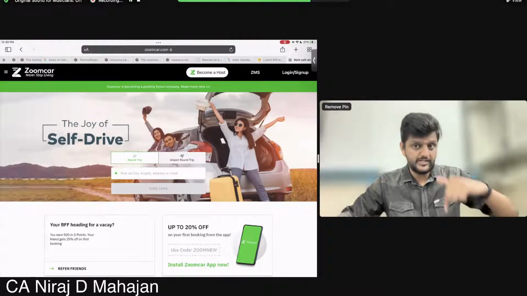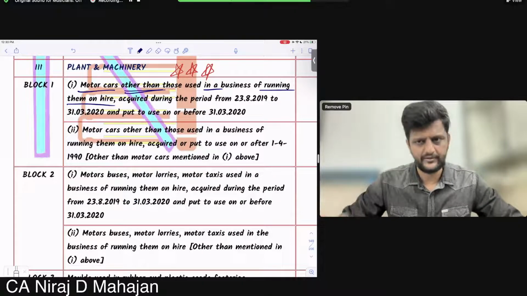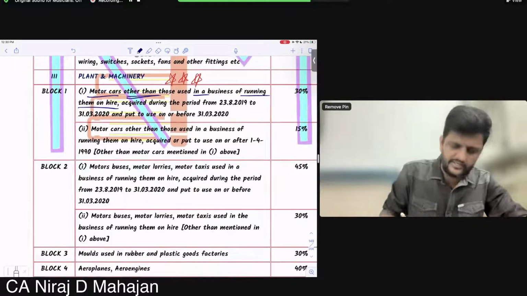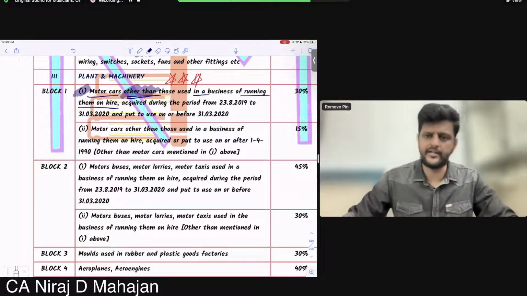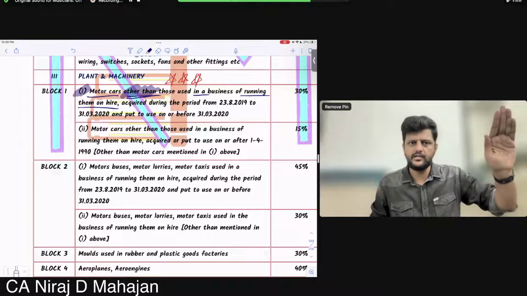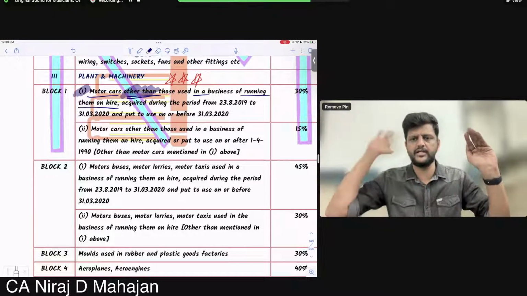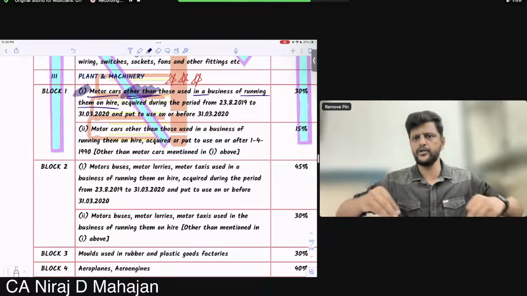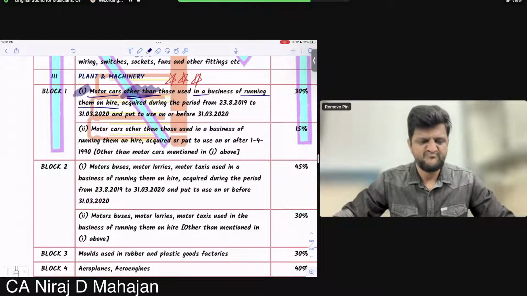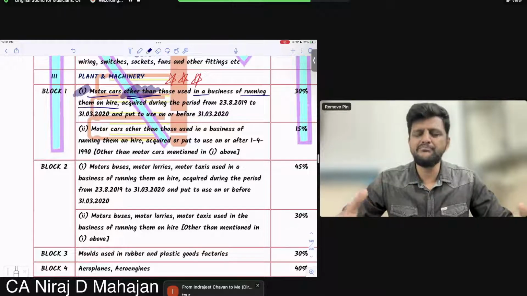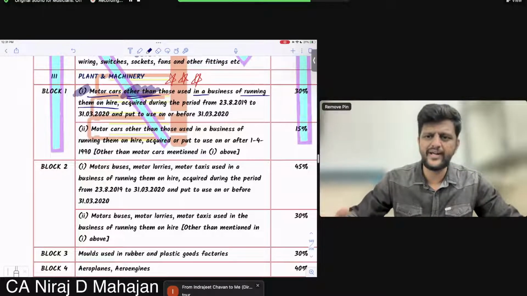So if you are in this business, giving the motor vehicle on rent, then it is the case of running them on hire. But in block 1, in the sub block I'm discussing right now, are we talking about running on hire? No, in fact we are talking of other than running them on hire. My business is tours and travels, or my business is an IT company or manufacturing company. Where will the motor car be used more, in tours and travels or an IT company? In tours and travels. My income depends on the motor vehicle. If I don't send my motor vehicle for one day, I'll lose my income.